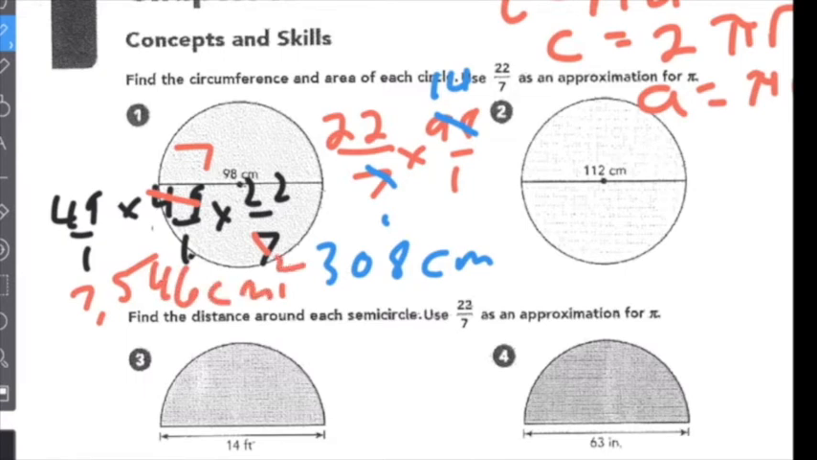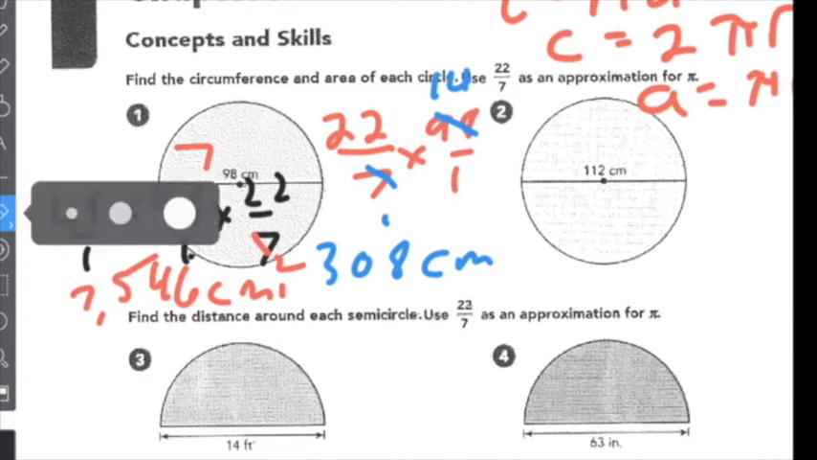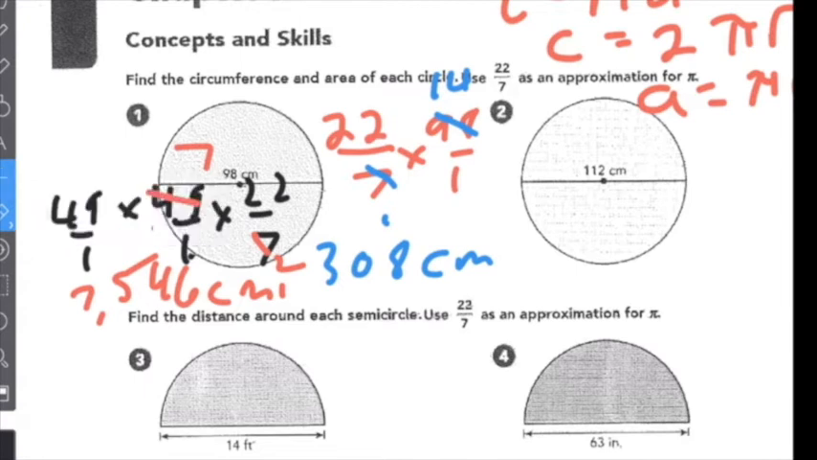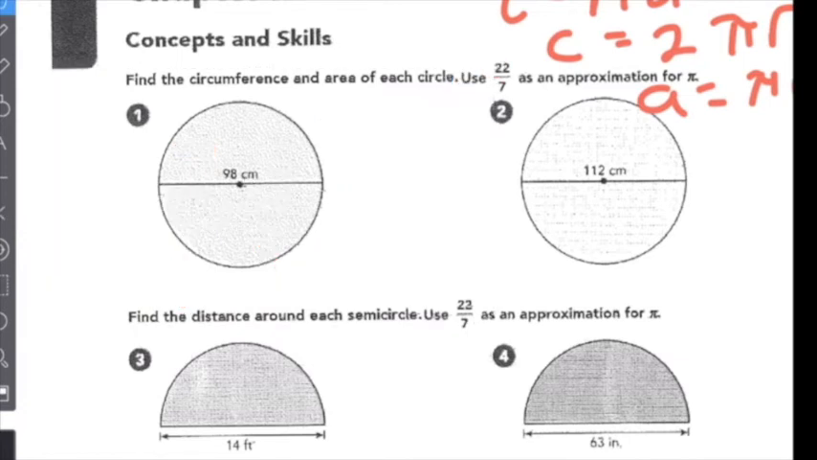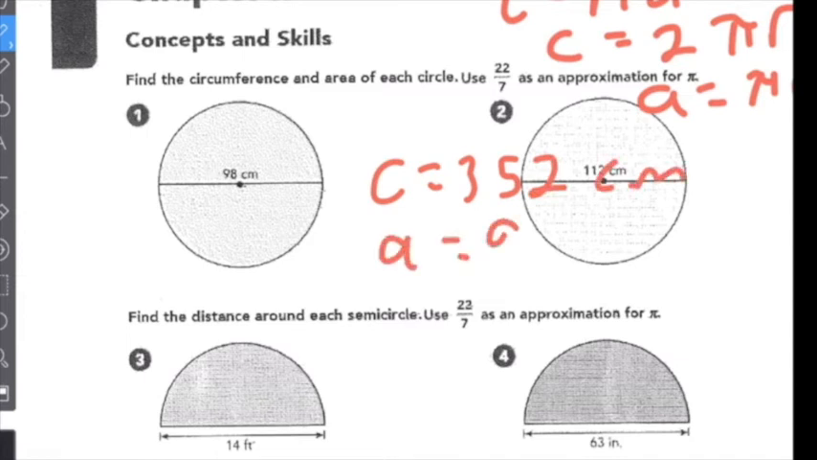Okay, so these are fairly easy, so I'm just going to skip ahead for each of these. I'm just going to give you the answers then. For number 2, the circumference is 352 centimeters, and the area for this one will be 9,856 centimeters squared.